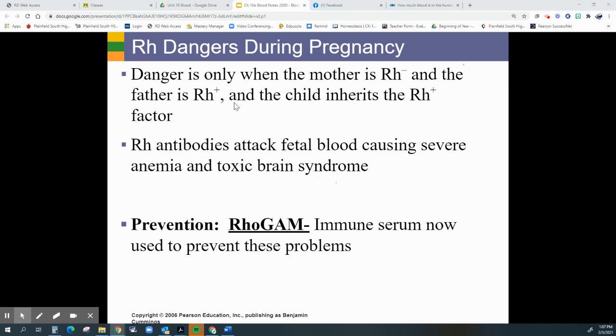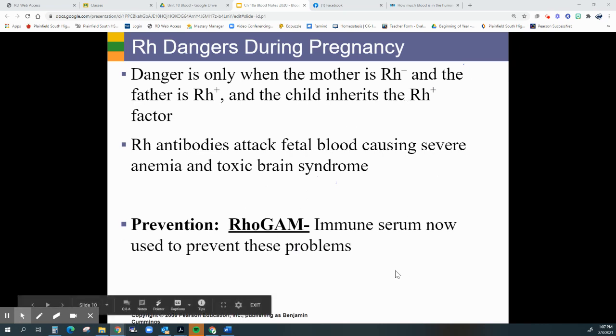We know that now, so we can actually test for that. So if we have a mother who is Rh negative, we can test to make sure that the baby she's carrying is not Rh positive. And if it happens to be where the baby is Rh positive, we can give them an immune serum called RhoGAM. All right, the RhoGAM essentially blocks the mother's immune system's ability to attack the Rh positive blood.